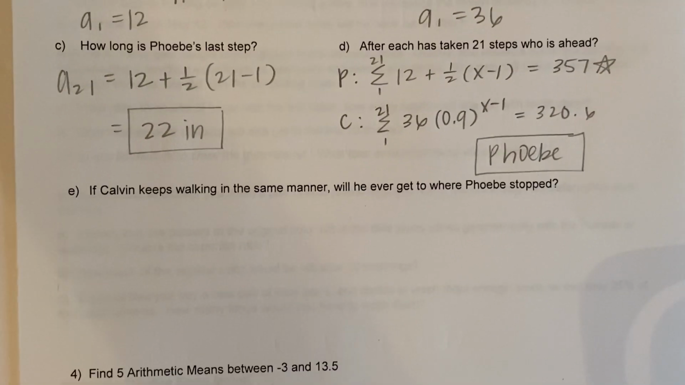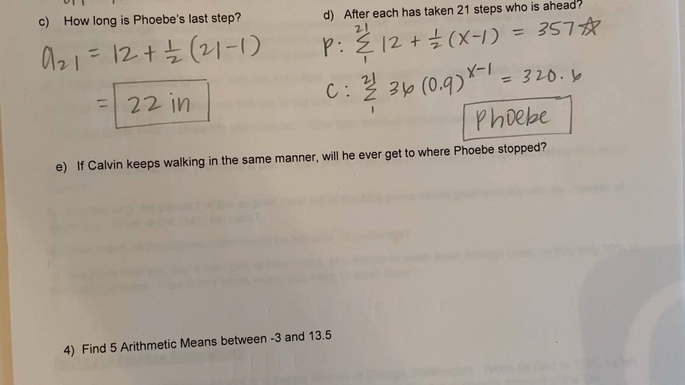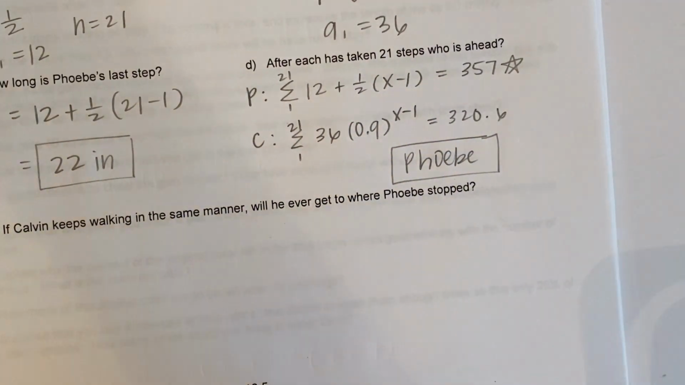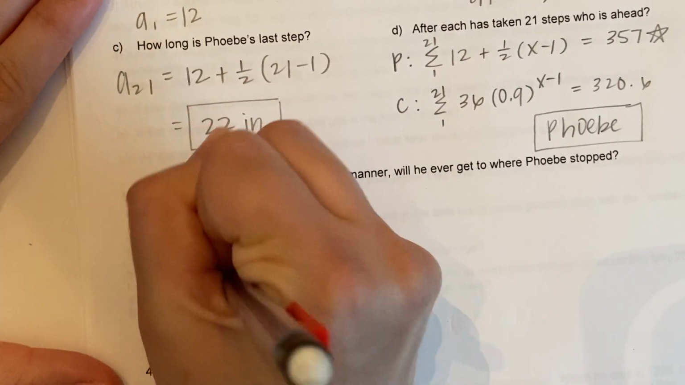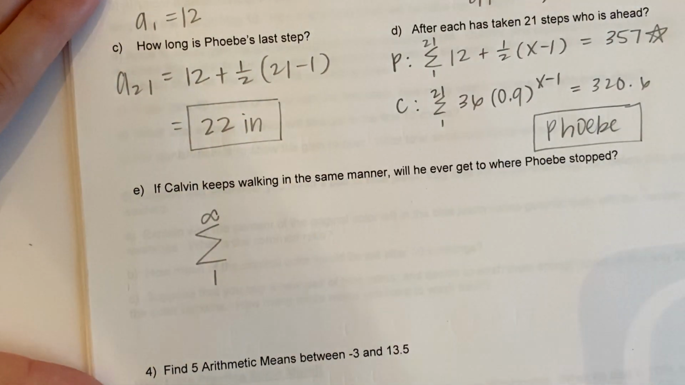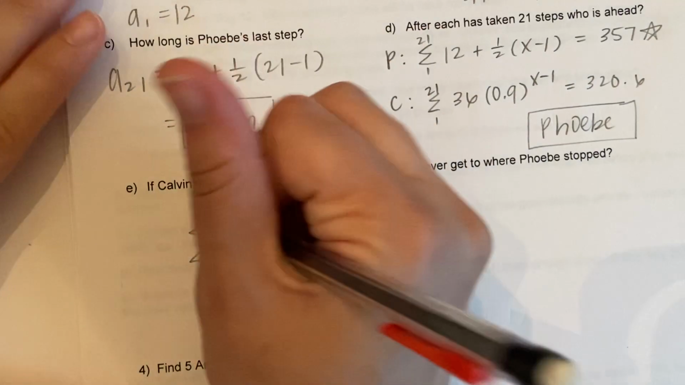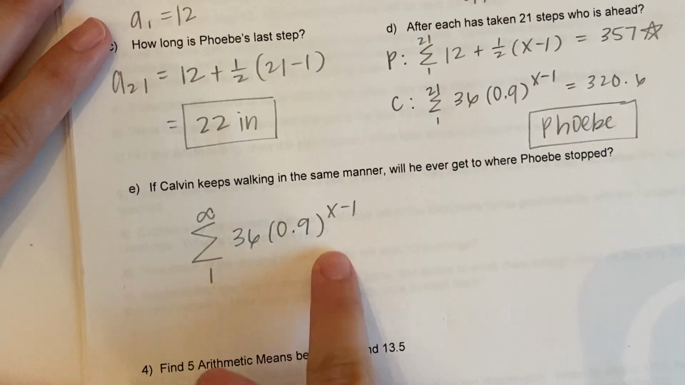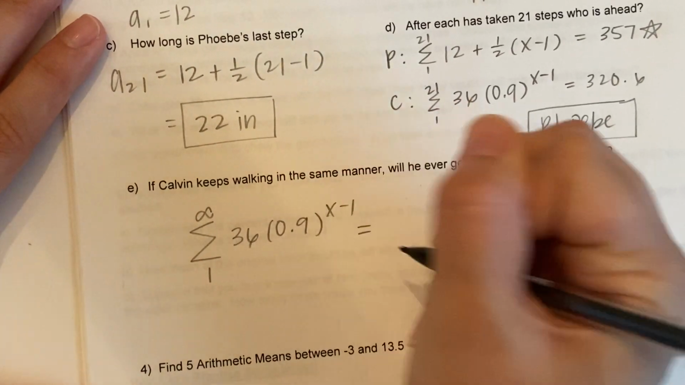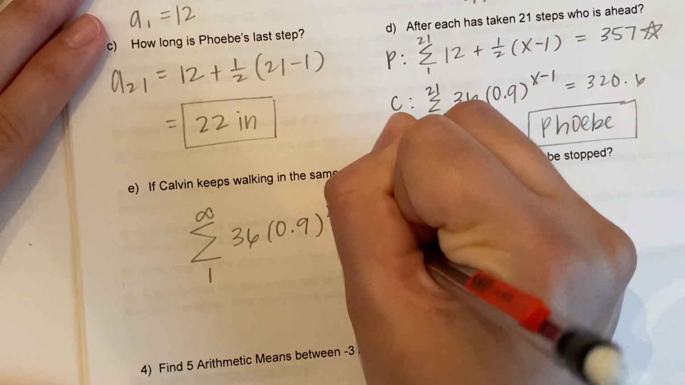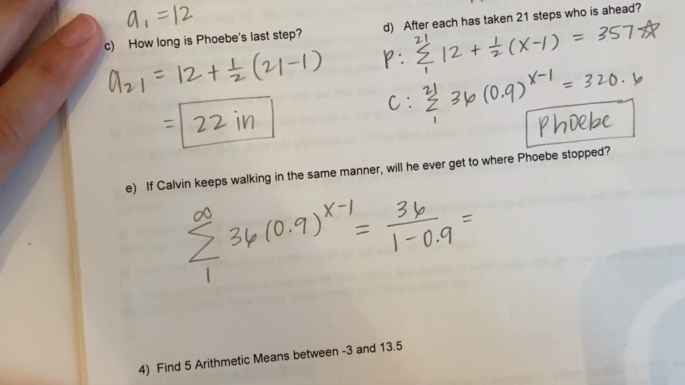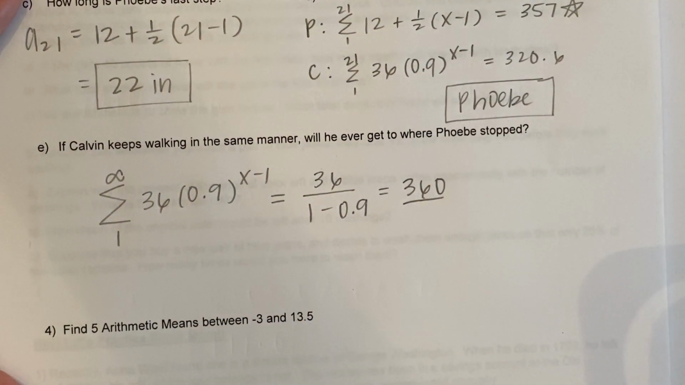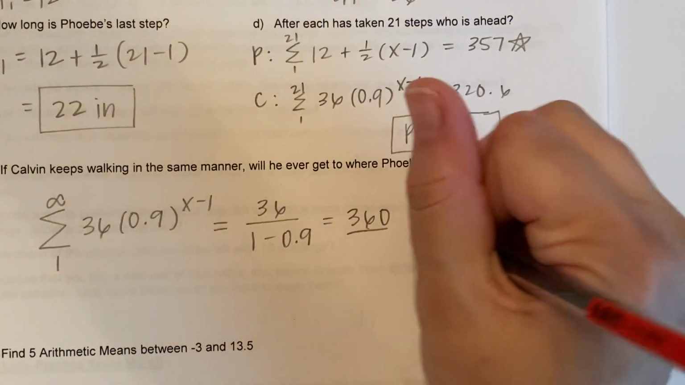Okay, last question here. If Calvin keeps walking in the same manner, will he ever get to where Phoebe stopped? So will he ever reach 357? So I'm gonna do an infinite sum. So 36 times 0.9 to the X minus 1. But remember, we can't really type this in our calculator, so I'm gonna use that formula. So 36 over 1 minus 0.9. So the total length that Calvin's gonna go is 360. So will he ever reach where Phoebe is? Yes, sister.